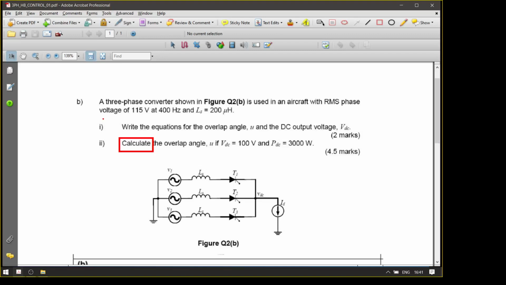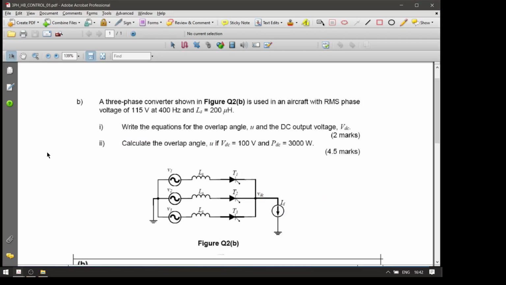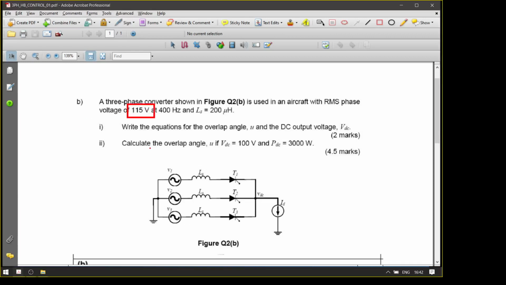So for now, you need to calculate the overlap angle U, given that the VDC is 100 volt and PDC is 3000 watt. So at the output side, you are given the voltage as well as the power. From there you can calculate the value of IDC, isn't it? P equals VI, so we can get the IDC. And at the input side, you have this 150 volt, which is V phase.